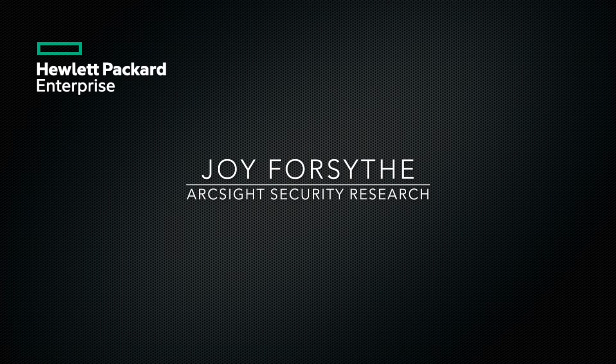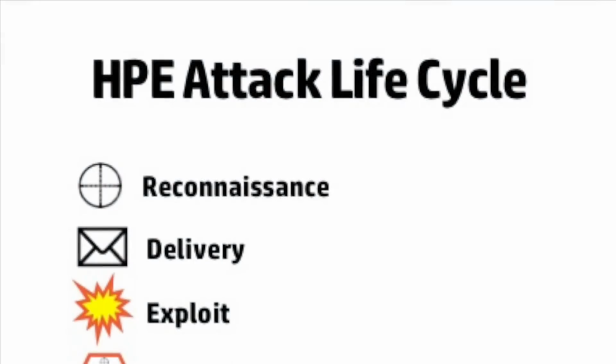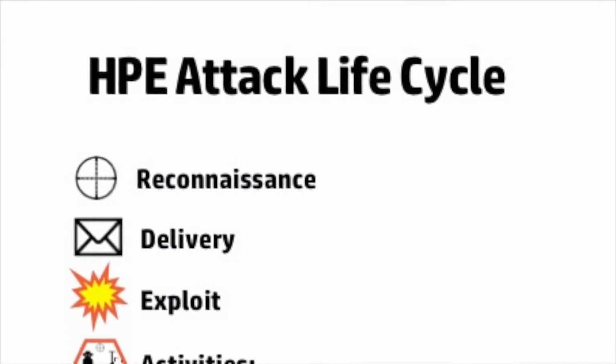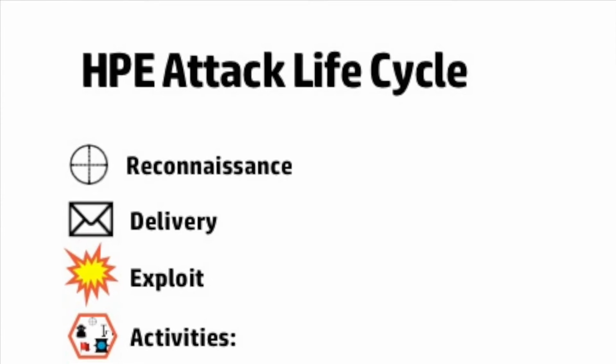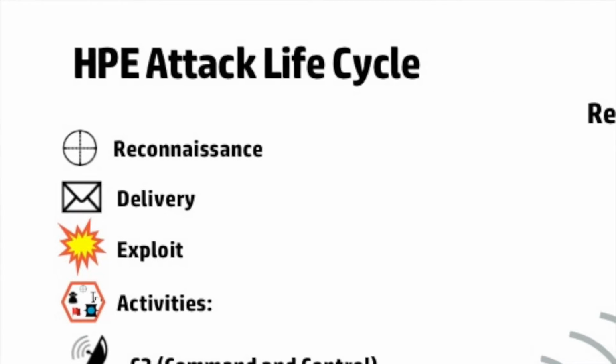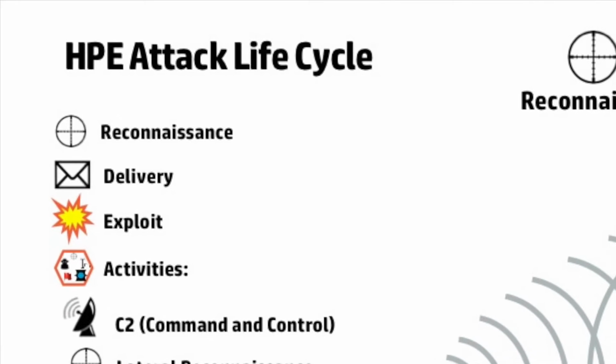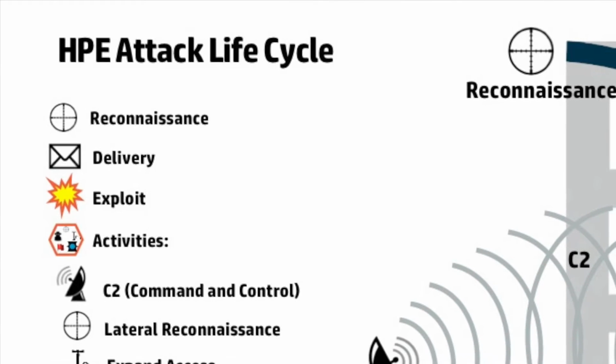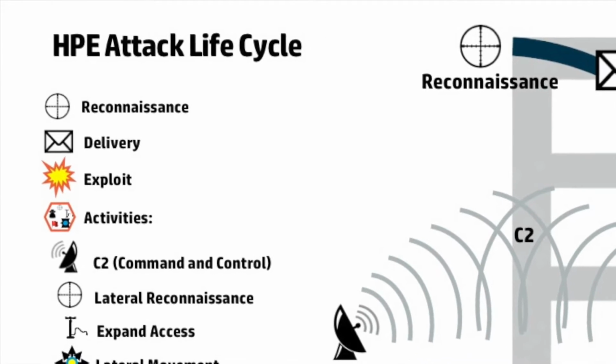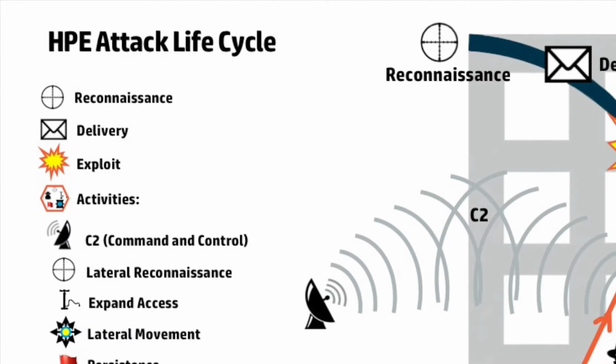This is Joy Forsythe from ArcSight Security Research, and I'm talking today about the HPE Attack Life Cycle. This is really important for ArcSight and Activate Security Framework because we need to identify the parts of an attack from initial recon to eventual objectives. We use these attack stages to define use cases that help you stop attacks before they impact your business.